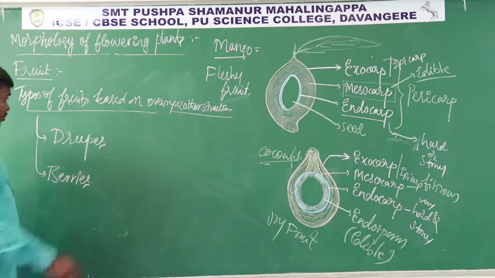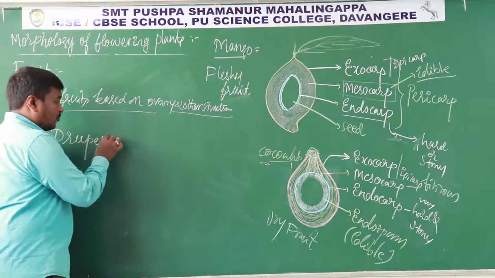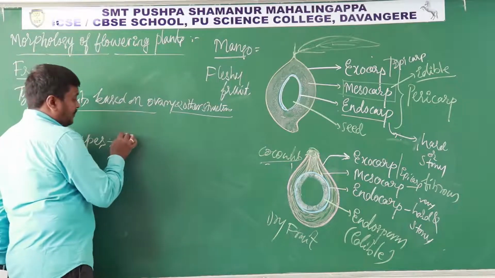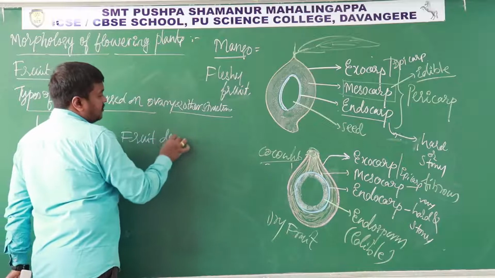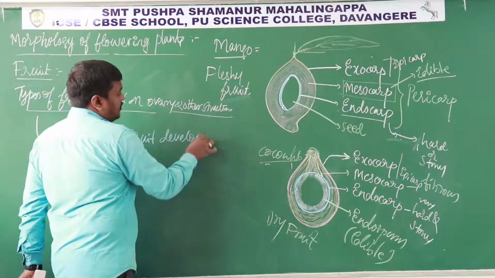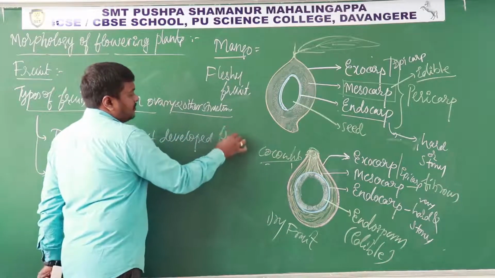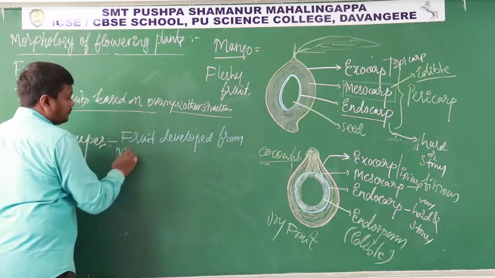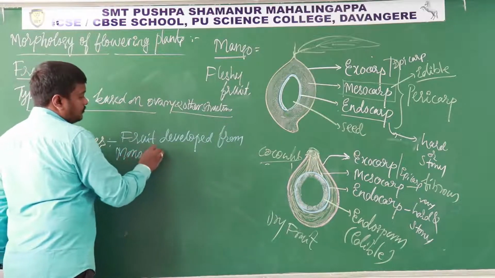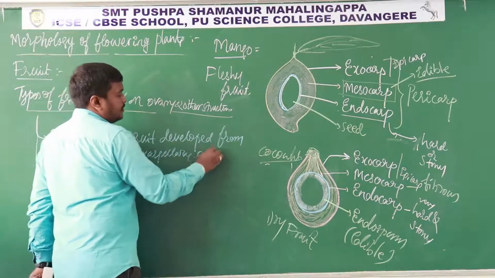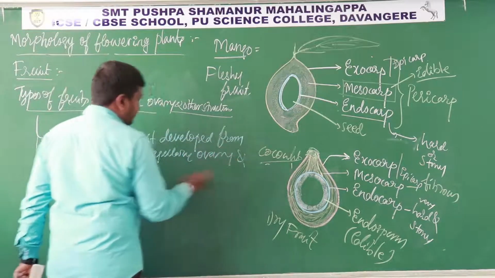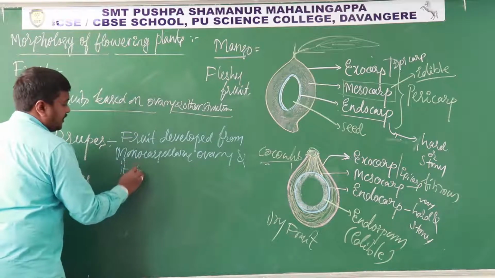Okay, so drupe is a type of fruit, fruit developed from monocarpellary ovary, and it has single seed.